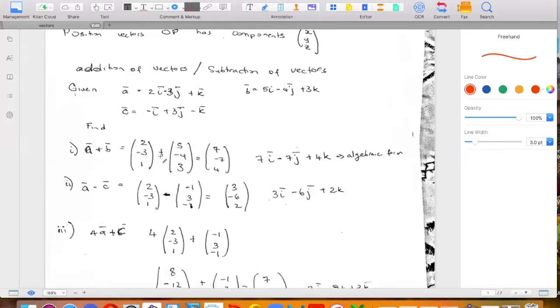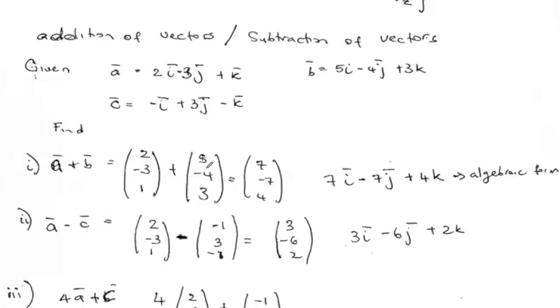The next step is just to add 2 plus 5. That gives us 7. And negative 3 plus negative 4, that's negative 7. Then 1 plus 3, and that gives us 4. So this is the column vector, but we can also write it in the algebraic form where it becomes 7i minus 7j plus 4k, and that's the algebraic form.